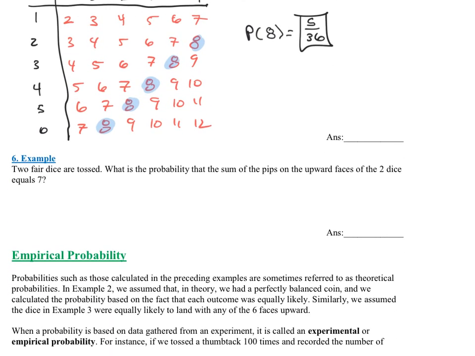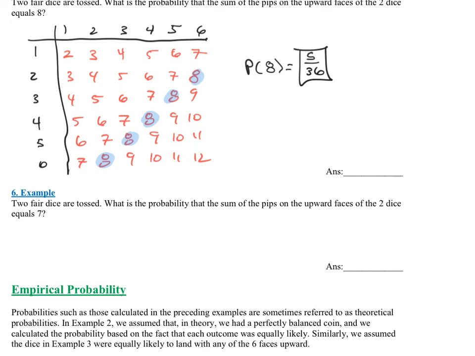Let's continue on. It says 2 fair dice are tossed. What is the probability that the sums of the pips of the upward faces of the 2 dice equals 7? So all I'm going to do is go back to the previous chart. I'm going to look at how many 7s there are. It seems to me that 6 of the entries are 7. So the probability of getting a 7 would be 6 of the 36. Again, there's 6 7s out of the 36 entries, which simplifies to 1/6. So the probability of rolling a 7 is 1/6.